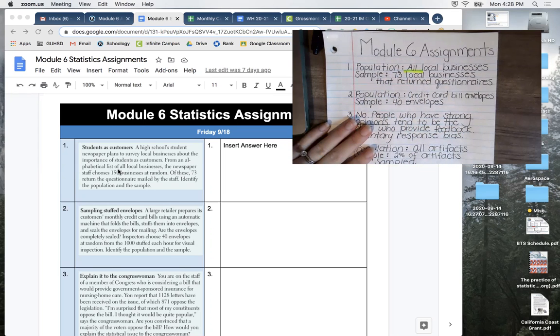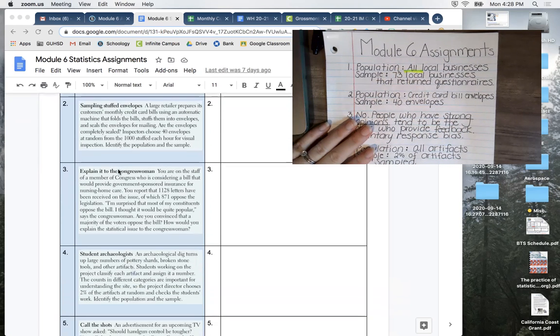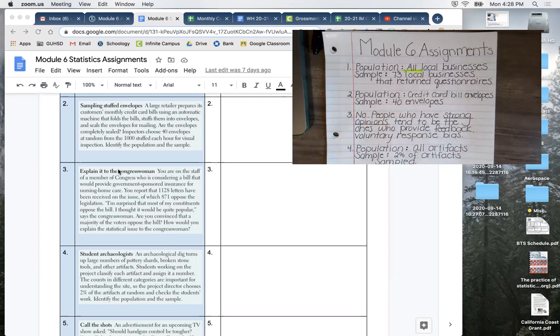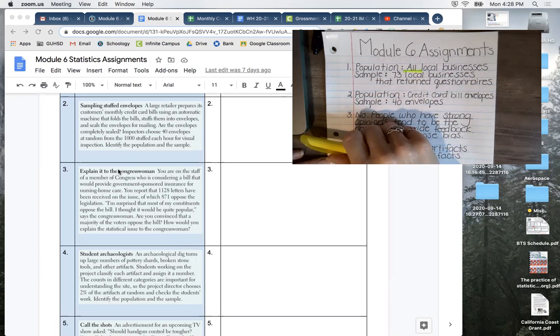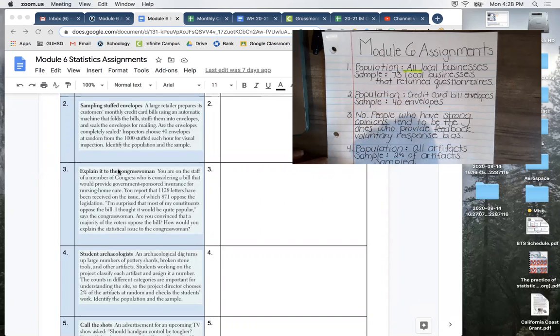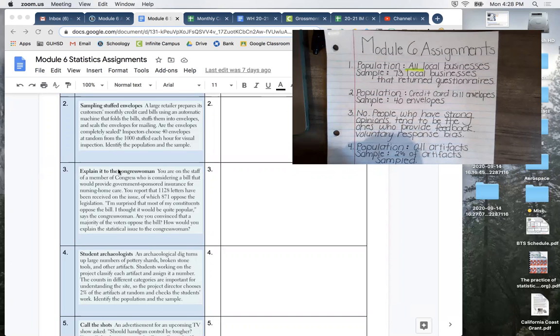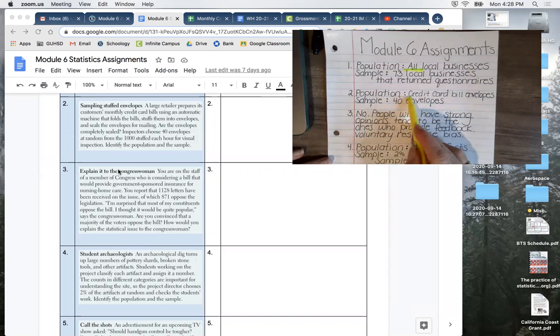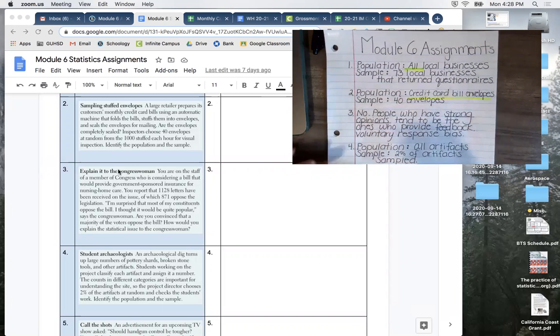In number 2, it says a large retailer prepares its customers' monthly credit card bills using an automatic machine that pulls the bills, stuffs them into envelopes, and seals the envelopes for mailing. Are the envelopes completely sealed? Inspectors choose a simple random sample of 40 envelopes from 1,000 stuffed each hour for visual inspection. What is the sample and what is the population? Well, here the population is all credit card bill envelopes. The sample is the 40 that they actually take.